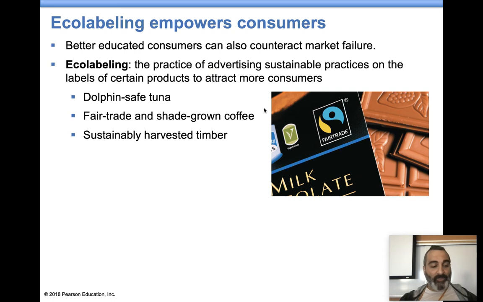Ecolabeling is commonly used on tuna. A lot of times you'll see tuna labeled as dolphin safe. That means they are catching the tuna in a way that doesn't result in extra catch in the form of dolphins dying. You'll also see coffee and timber labeled a certain way, meaning they're sourced sustainably, and there are sustainable fisheries used nowadays. So everything that comes from an area could be eco-labeled, and you should probably buy eco-labeled products because they're generally better for the environment. Now, there are some gimmicks out there. Beware of that.